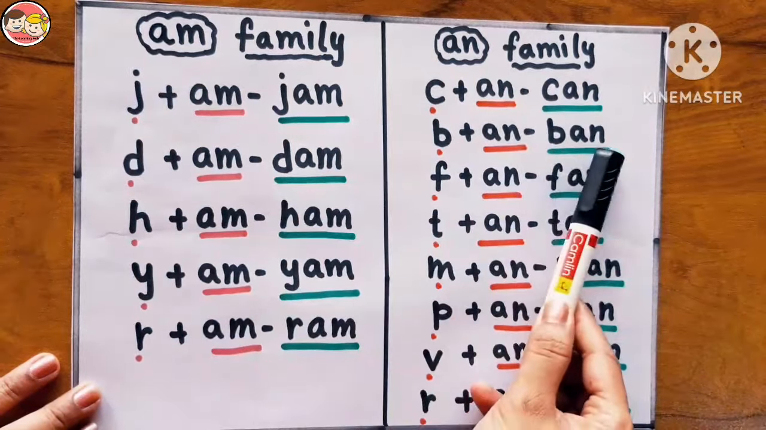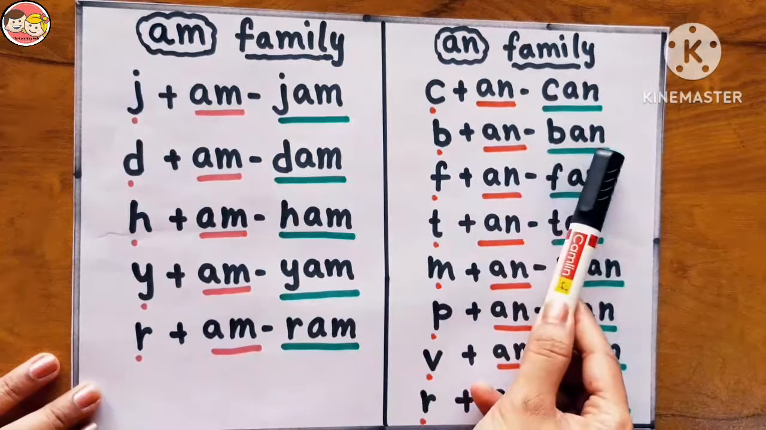Now let's talk about segmentation. Segmentation means identifying the number of sounds in the word by listening to the word and then writing down the spelling. For example, look here. What is this? Yes, very good. This is a hat. Listen very carefully.